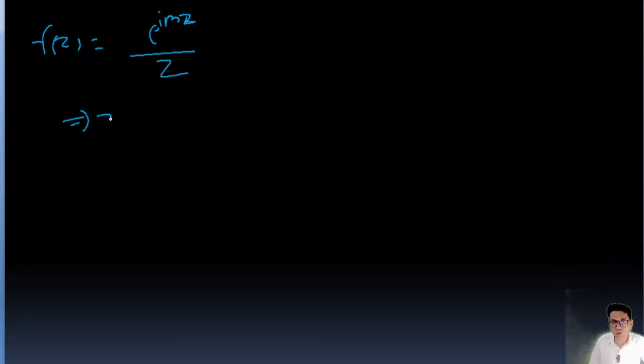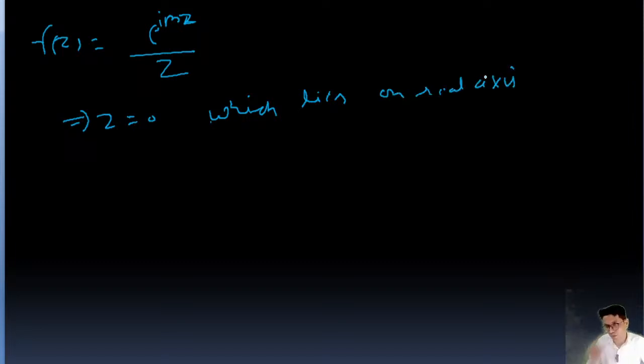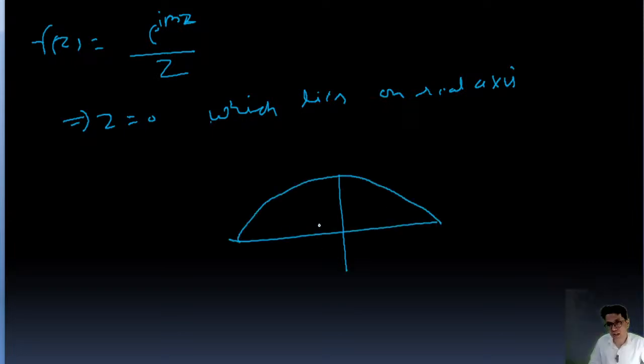So the pole is going to be at z equal to 0, which lies on the real axis, because I have already told the procedure, right? So this is the real axis, the semicircular contour from minus infinity to plus infinity, and 0 is here, which is lying on the real axis, right? So this is going to be very simple.